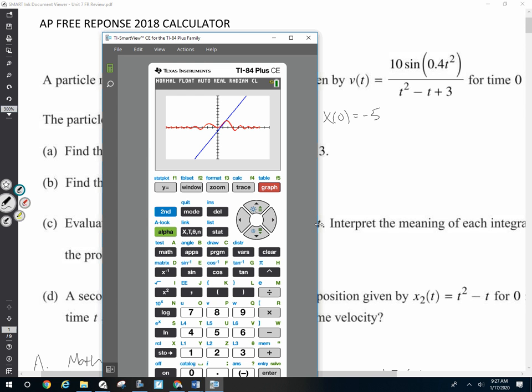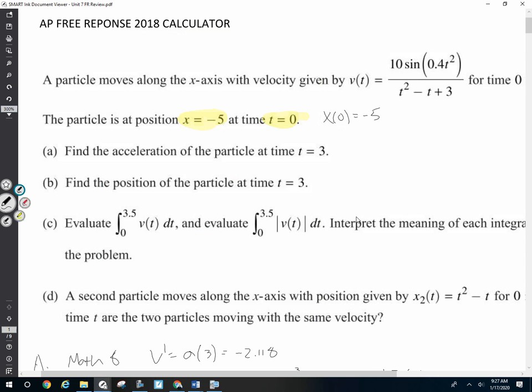Graph, find the intersection. Those are when the velocities are going to be equal to each other. X would be t. At time 1.547, we'll have the same velocities as 2.141.